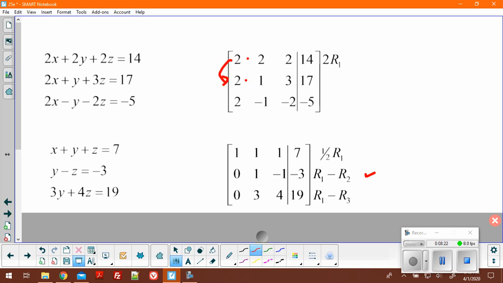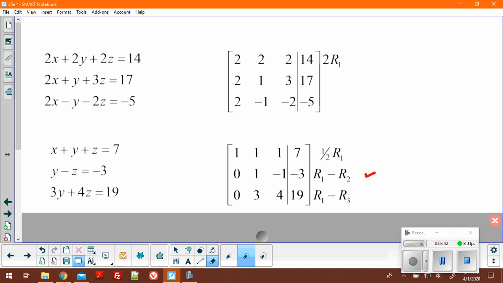So 2 minus 2 is 0. 2 minus 1 is 1. 2 minus 3 is -1. And 14 take away 17 is -3. That's how I got that row sitting there.